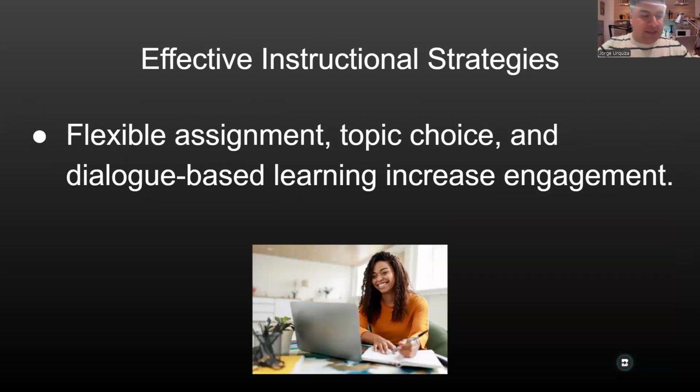I've seen these practices succeed when instructors design flexible assignments, allow choices in topics, and encourage dialogue, rather than lecture-heavy instruction. For example, adult learners often thrive when asked to reflect on how theory connects to their workplace or community, giving it that relevance touch to the learning process.